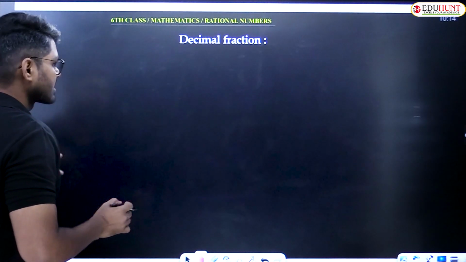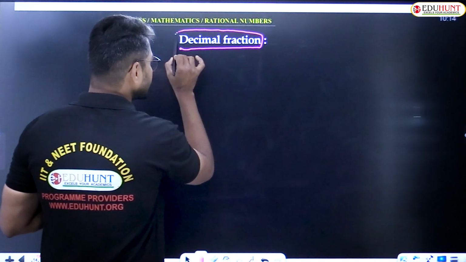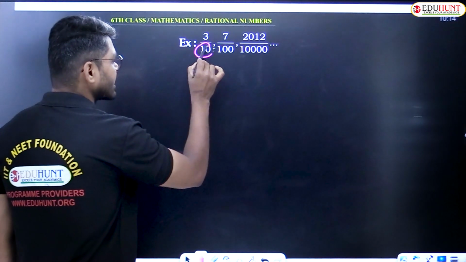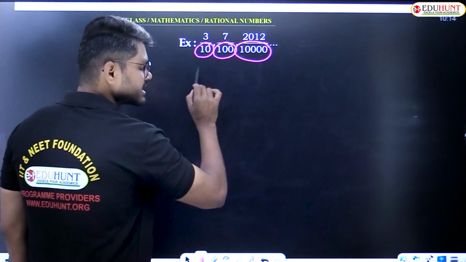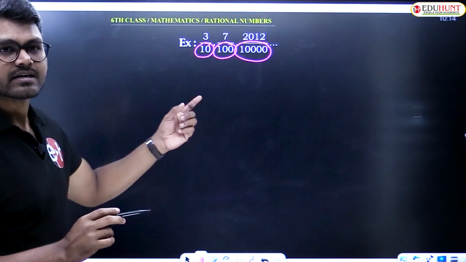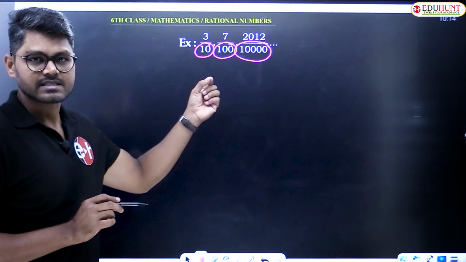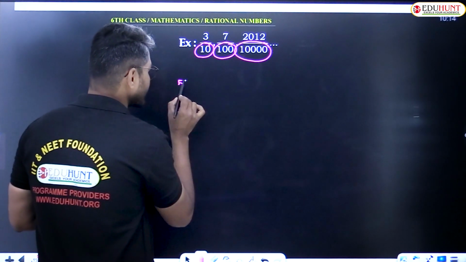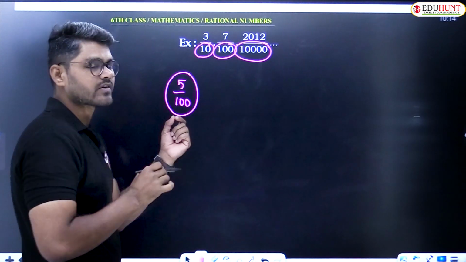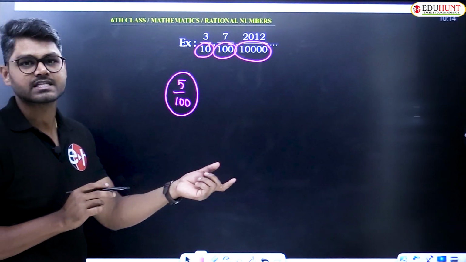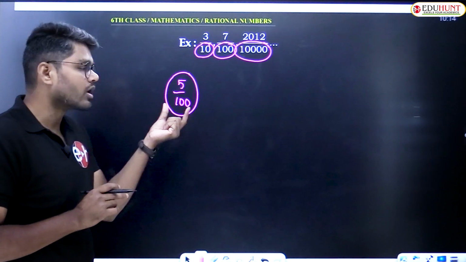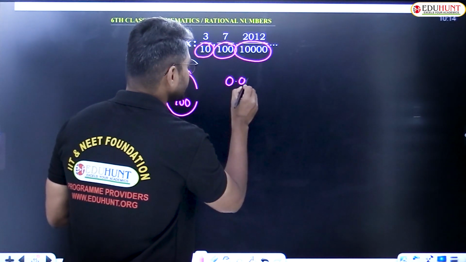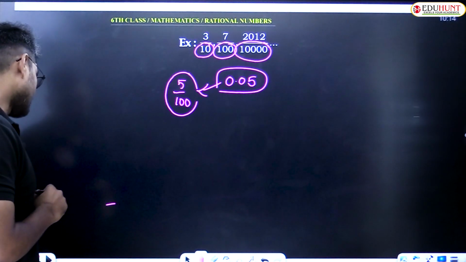Decimal fraction. What do you mean by decimal fraction? Decimal fraction means if the denominator is in the form of 10, 100, 1000, 10,000, 1 lakh, 10 lakh, in that manner, those fractions are called decimal fractions. If I take, for example, 5 by 100, this is a decimal fraction. Why decimal fraction? If I simplify this one, I will get the decimal number. That's why these are called decimal fractions. 5 by 100 is 0.05.